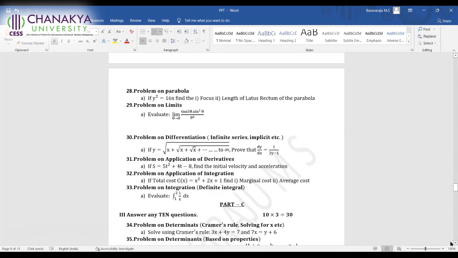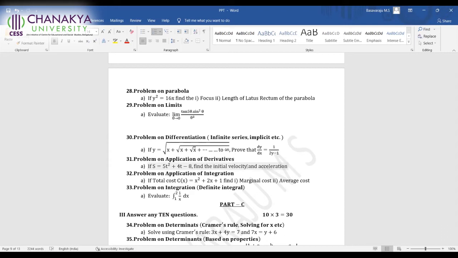Then the 31st one, this is again an important one. They will give a distance to you. S is indicating a distance. You are supposed to calculate the velocity and acceleration initially. What is the meaning of velocity? Whenever they give the displacement to you, you should differentiate once with respect to time. That will give you velocity. If you differentiate with respect to time twice, that will give you acceleration.